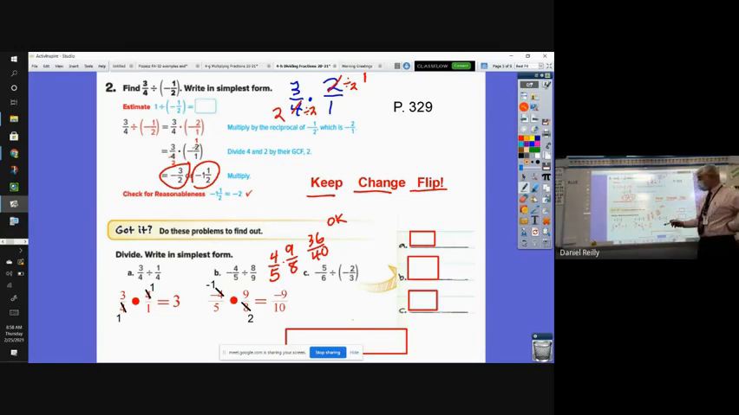Okay? And always remember, because this is 7th grade now and not 5th or 6th grade, that you might have positives and negatives that you have to apply those rules. So this answer is -9/10. What's the next one? Go ahead and work that one on your own.